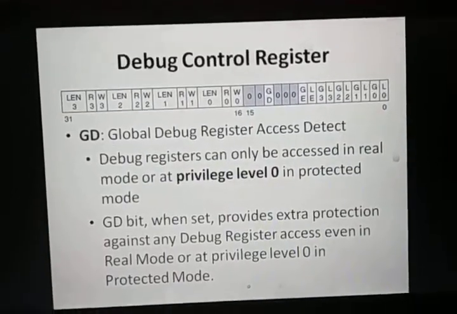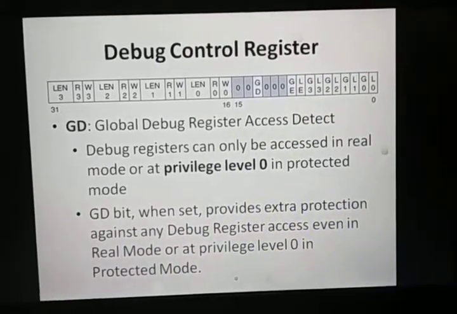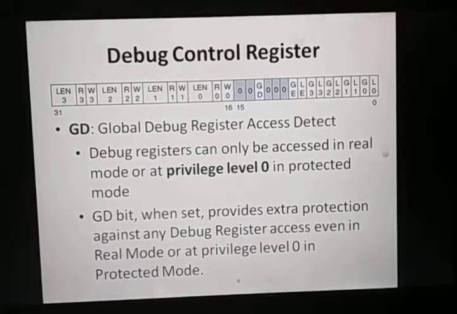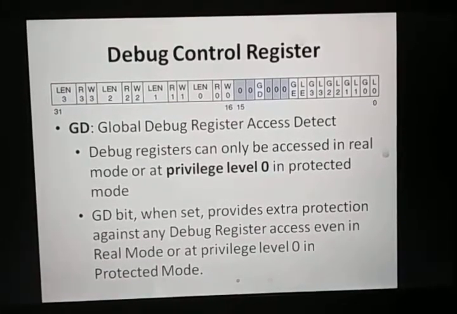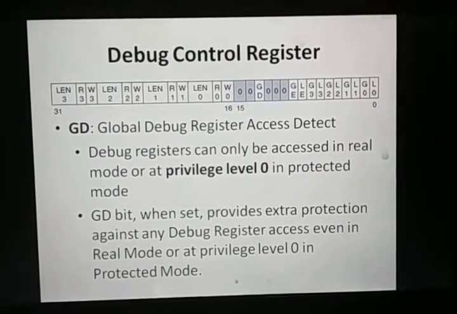Then the GD bit. The GD bit is the global debug register access detect bit. Basically this bit is used for protection purposes also. The debug registers can only be accessed in real mode or at privilege level 0 in protected mode.